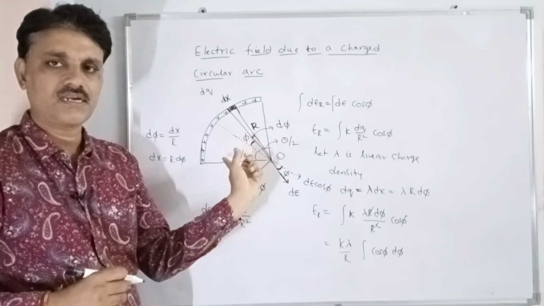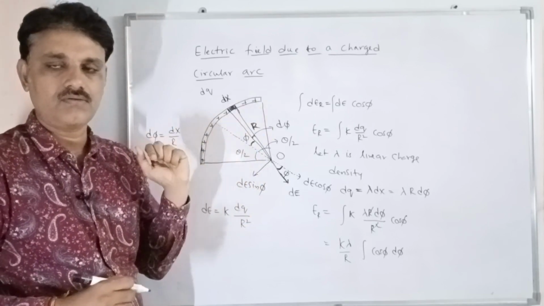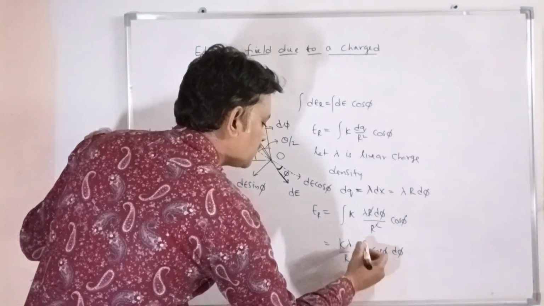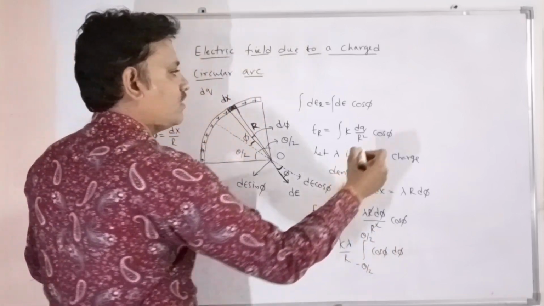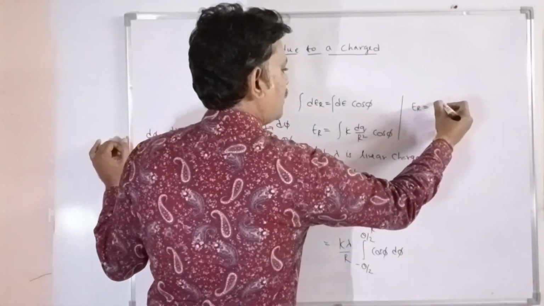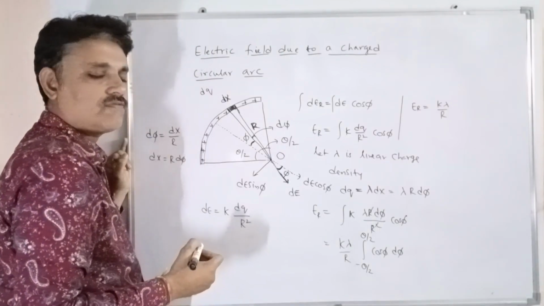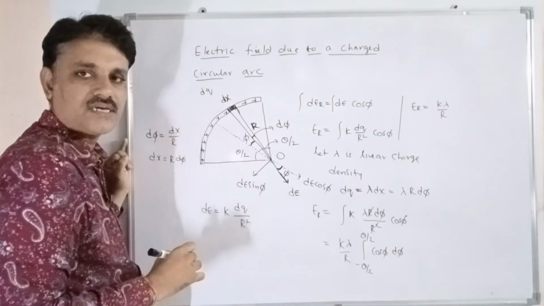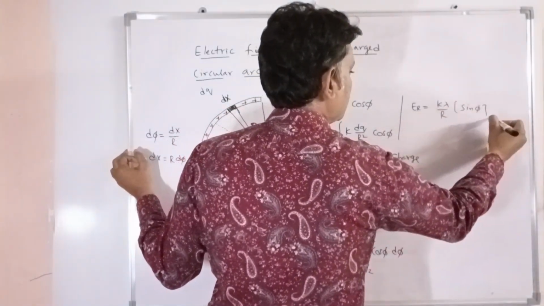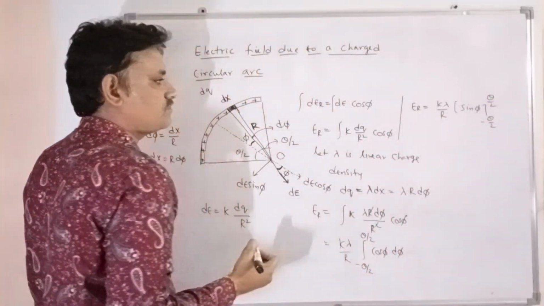In anti-clockwise direction generally we take minus angles, so minus theta by 2 to theta by 2 are the integration limits. So electric field is equal to k lambda by r into integral of cos phi, which is nothing but sin phi. So for that sin phi, the limits are minus theta by 2 to plus theta by 2.